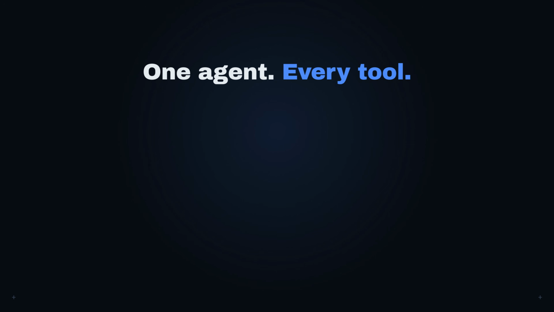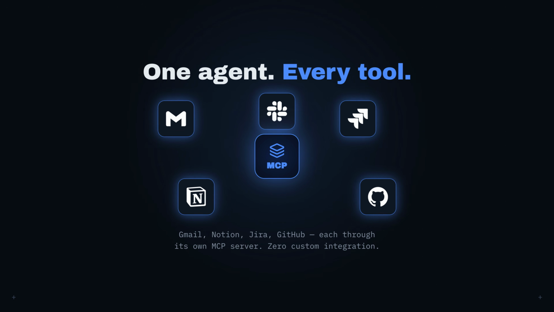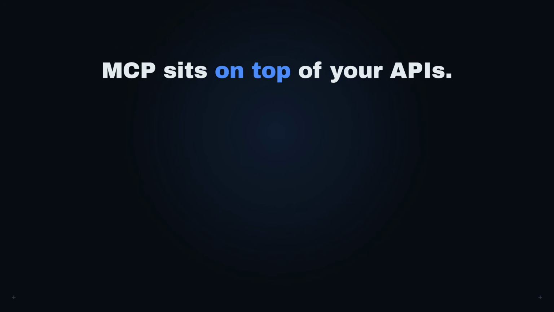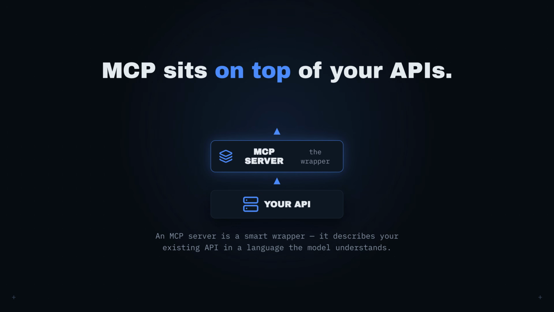So one agent can reach Gmail, Notion, Jira, GitHub, each through its own MCP server with zero custom integration. Need a new tool, spin up its server. The agent discovers it instantly. And MCP doesn't replace your APIs, it sits on top of them. An MCP server is just a smart wrapper. It takes your existing API and describes it in a language the model actually understands. The new middleware for AI.